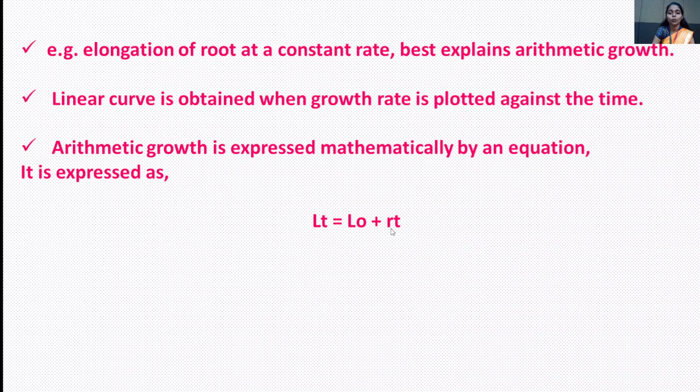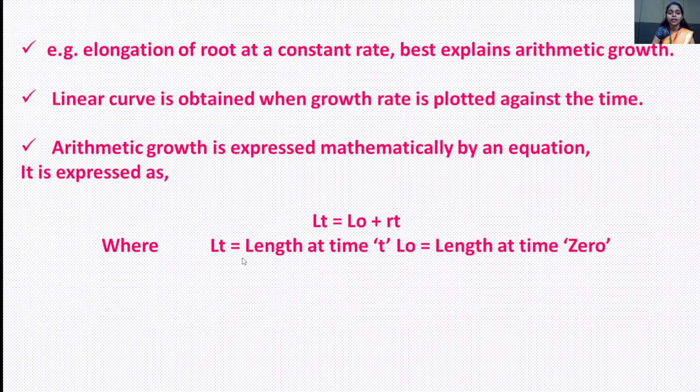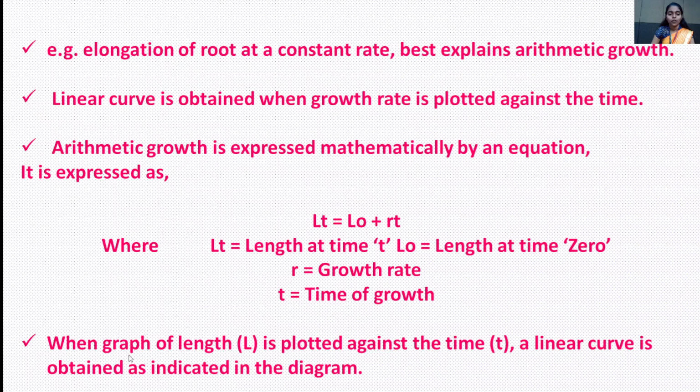Lt = L0 + rt, where Lt means length at time t, L0 means length at time 0, r means growth rate, and t is equal to time of growth. When a graph of length is plotted against time t, a linear curve is obtained as indicated in the diagram. This is the mathematical equation expressed as Lt = L0 + rt.